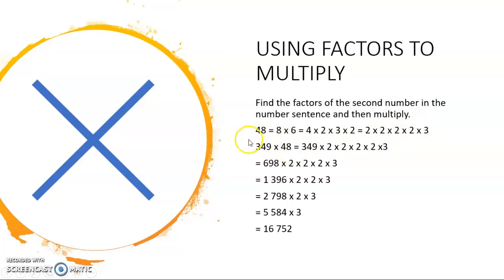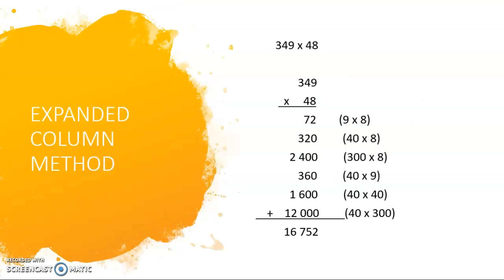Then you take your original first number and you multiply it with 2. You scratch the 2 you already multiplied it with. You multiply with your next 2. You scratch it. You multiply with the next 2. You scratch it. You multiply with the last 2. You scratch it. And you multiply with the 3. And as you can see, once again, the answer is 16,752.